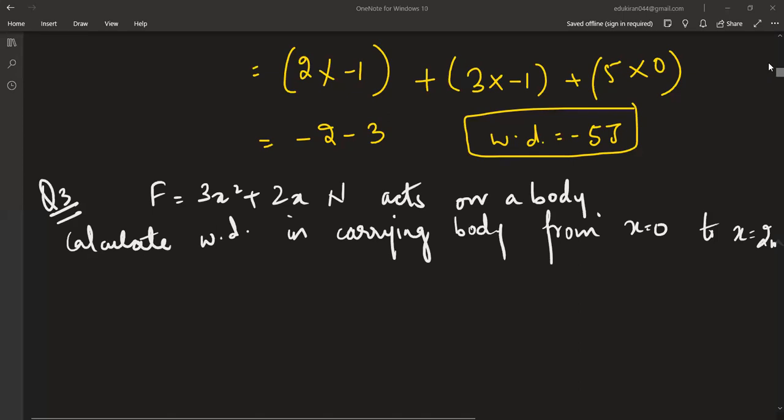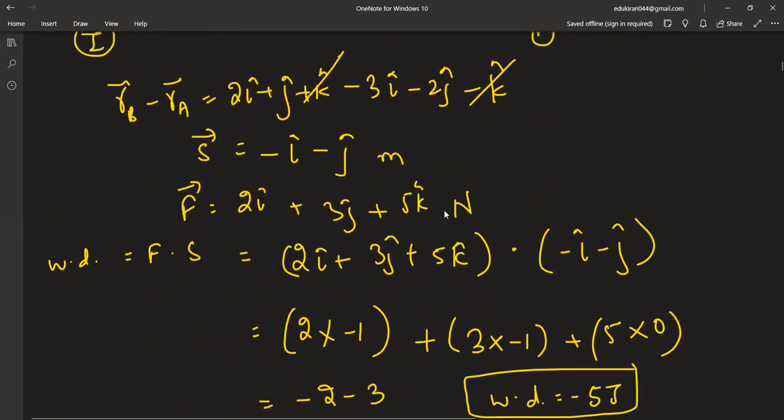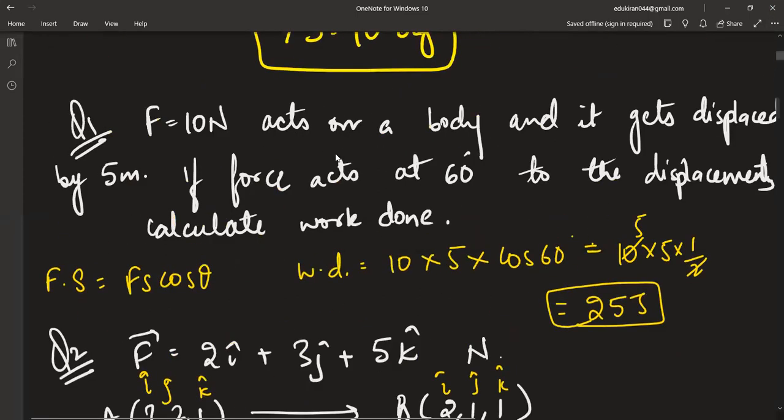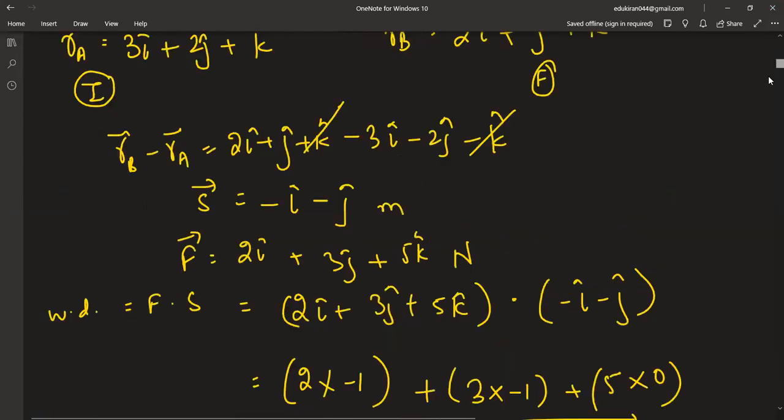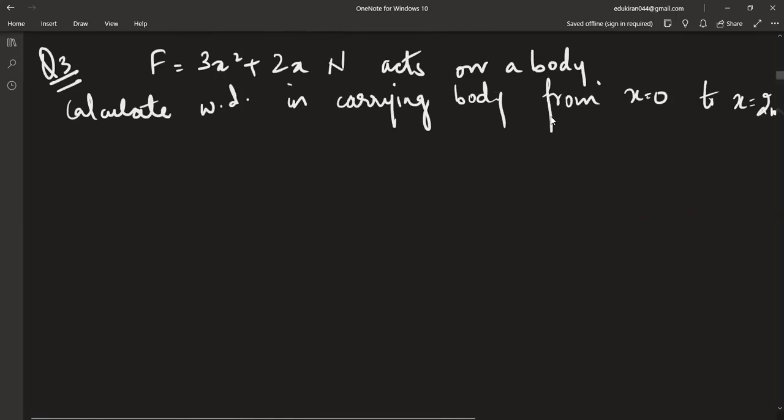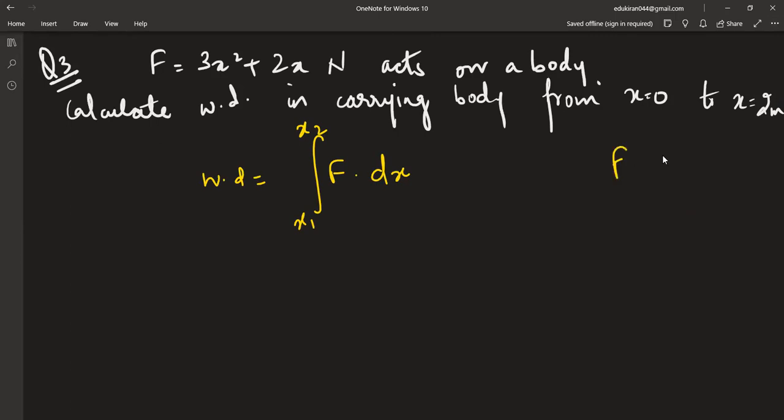Earlier, if you see any question, here also 2i cap plus 3j cap plus 5k cap, this force is fixed. Here also the value of force was 10 Newton. You put the displacement as 5 meters, or 10 meters, no value of force will change. It will remain as 10 Newtons. But here you cannot use the formula Fs cos theta. So which formula do you have to use when you have a variable force? You will integrate it from initial displacement to the final displacement. This is when the force is variable.